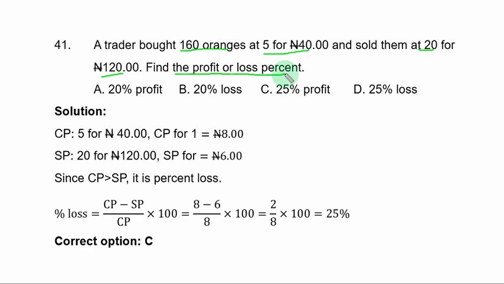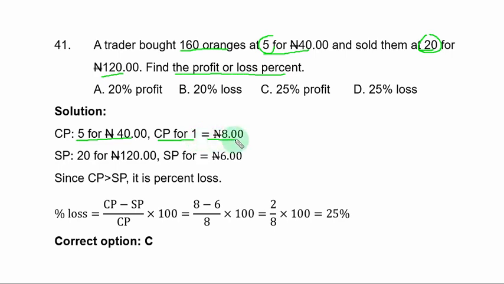Because of the way the problem is, the quantity at which the trader bought is 5 and sold at 20, they are not the same. So we need to get the cost price for one orange as well as the selling price. So cost price 5 for 40 naira. It means cost price for one is 8 naira.